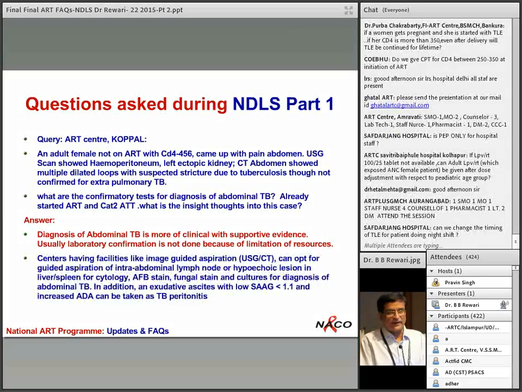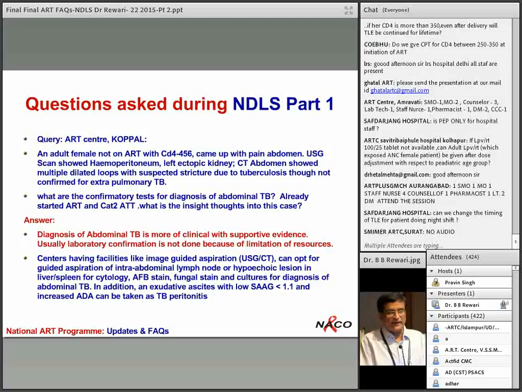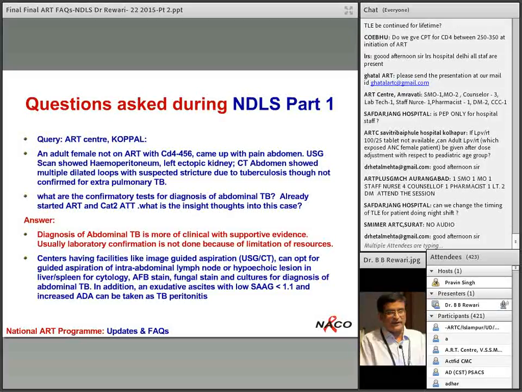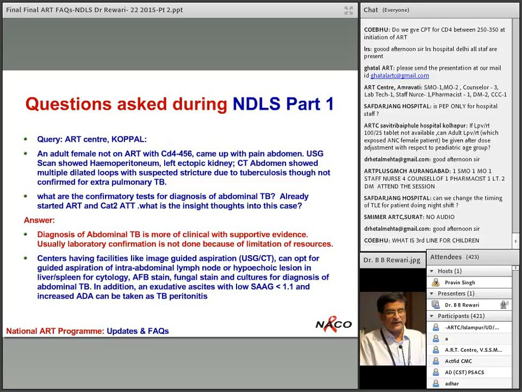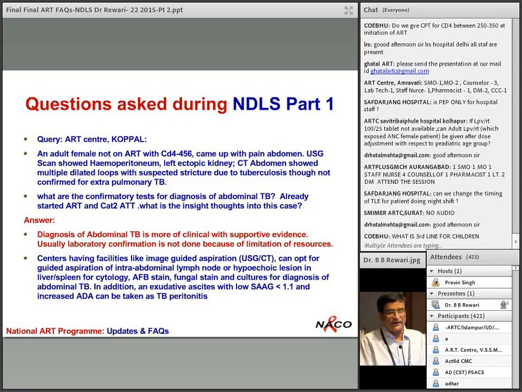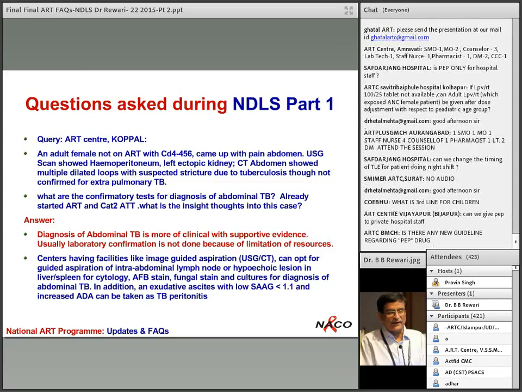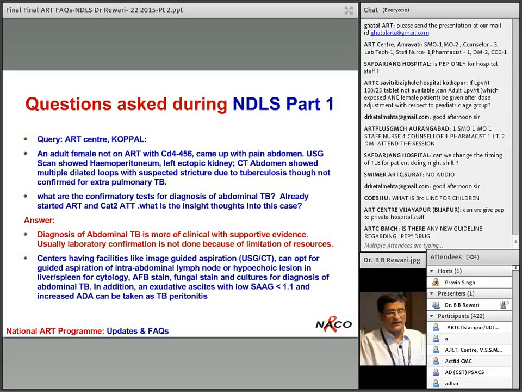But centers having facilities like US guided FNAC can opt for aspiration of the lymph node, or a hypoechoic lesion in the liver or the spleen, and do AFB staining, fungal stain, cultures. And also if there is exudative ascites, then we can do an ascitic tap and basically see ADA levels or serum albumin gradient, which can be taken as diagnosis of TB peritonitis.